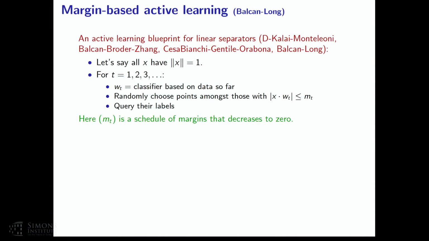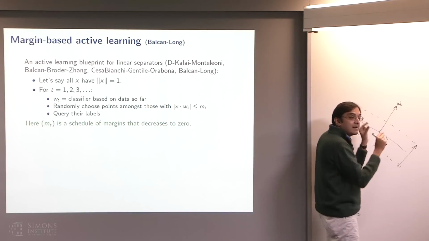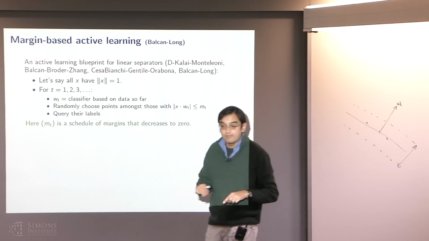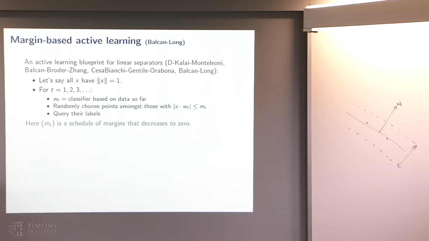In the work that's been done so far, this margin is a schedule that is gradually decreasing with time and depends heavily on the underlying distribution. And it's only been analyzed for very special distributions, like the uniform distribution or log concave distributions.